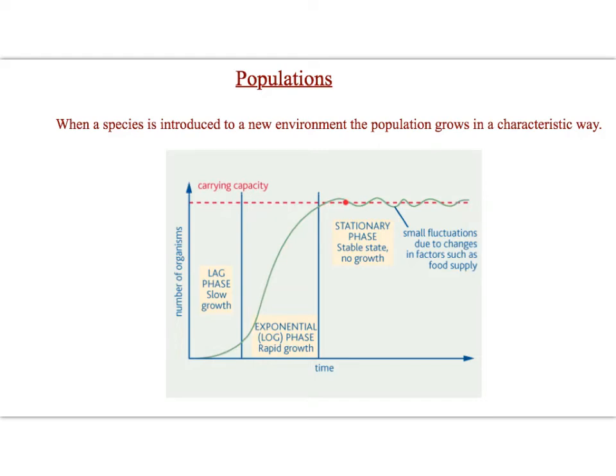And then things start to limit the population size. You start to get intraspecific competition, so competition between the same species. And then they fluctuate around the carrying capacity. So the birth rate and the death rate is roughly the same. So that's the stationary phase. It's a stable state, no overall growth over time, but small fluctuations due to food supply from year to year, for example.